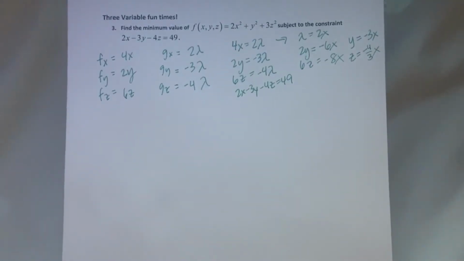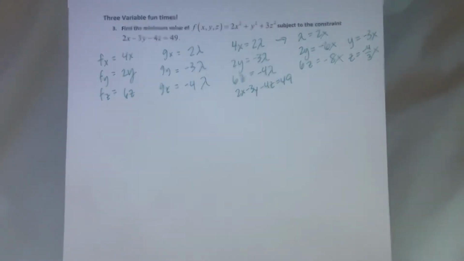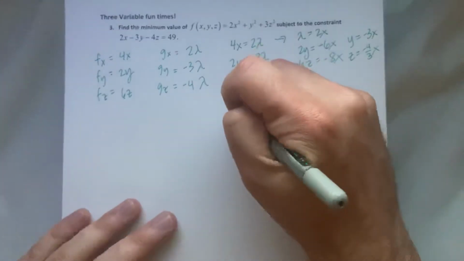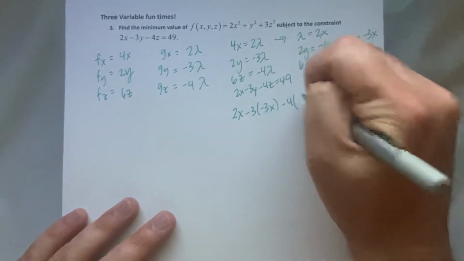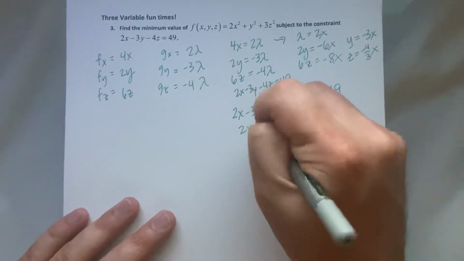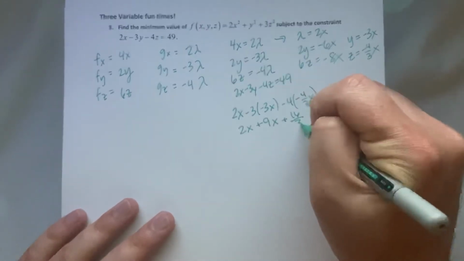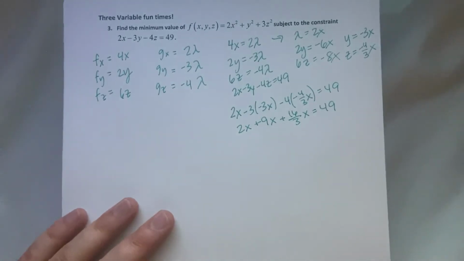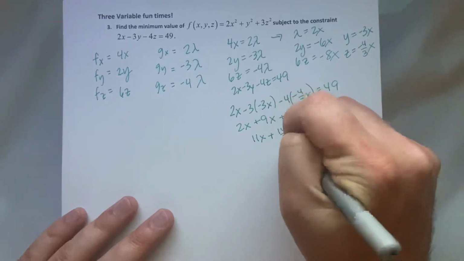What this is going to allow me to do is plug in all of these values into my constraint function to figure out at least what x is, and then I can just go from there because I have equations for y and z in terms of x. So we have 2x minus 3 times negative 3x minus 4 times negative 4/3 x equals 49. So that's 2x plus 9x plus 16/3 x equals 49. That's 11x plus 16/3 x equals 49.